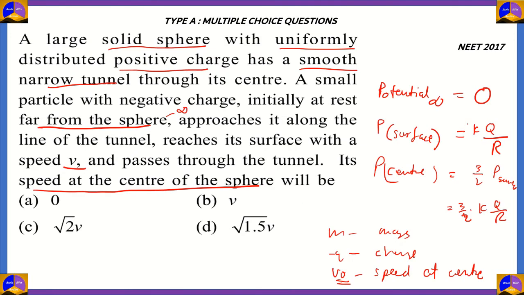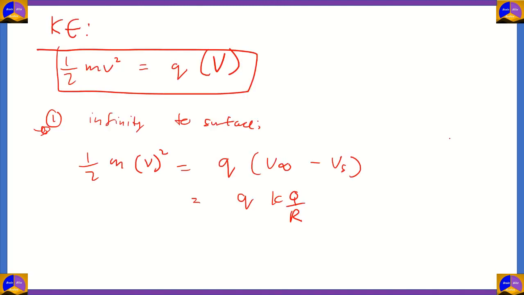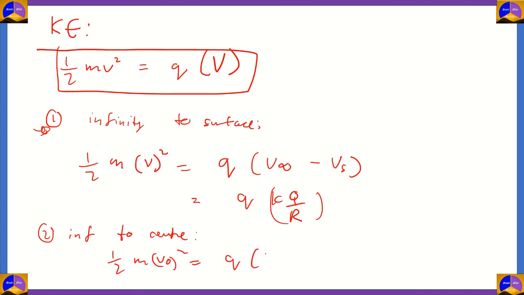Now if you're wondering how that is, potential is taken as negative when the particle is outside the sphere, so the potential energy is taken negative. Negative times negative gives you positive. So q times kq by r. Next, the second case is from infinity to the center of the sphere. What happens here? 1/2 times mv0 squared gives you q times V infinity minus V center. So that is q times 3/2 kq by r.